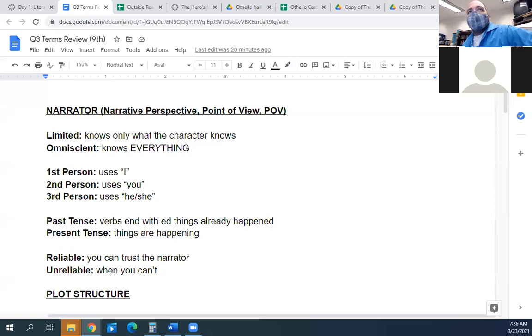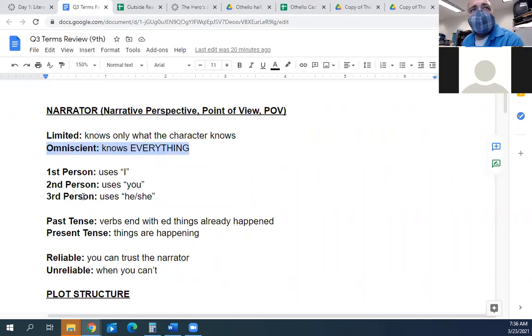So a limited narrator knows only what the character knows. Those of you who are reading The Hunger Games, we have a very limited narrator, limited to the understanding of Katniss Everdeen. Those of you who are reading The Hobbit, you have a very omniscient narrator, a narrator who knows everything that could happen or is going to happen and what all the characters think and can change between characters whenever they want to. That would be an omniscient narrator. This is the traditional voice of the storyteller. So most things that come from oral tradition are going to have an omniscient narrator.